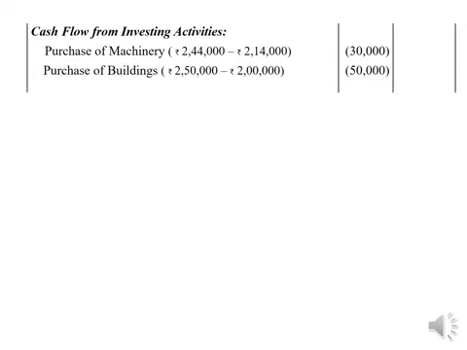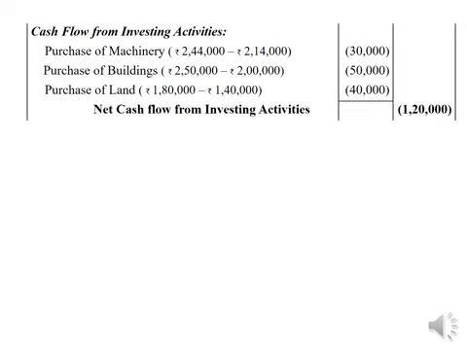Next one is purchase of buildings. Again, the buildings amount is increasing by rupees 50,000. That 50,000 is treated as outflow of cash for purchase of building. Same thing applies to land also: 1,40,000 to 1,80,000. The difference is rupees 40,000, outflow of cash on purchase of land. So totaling up these three outflows, we get net cash flow from investing activities as 1,20,000 minus figure.